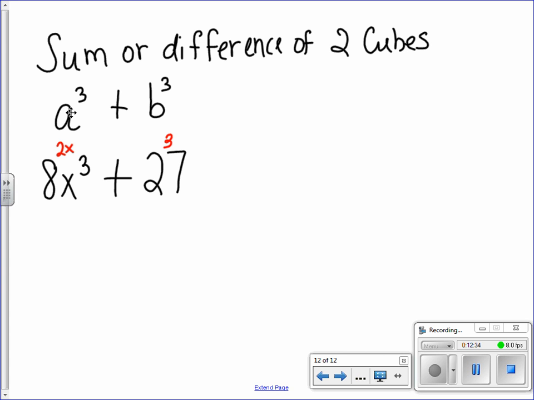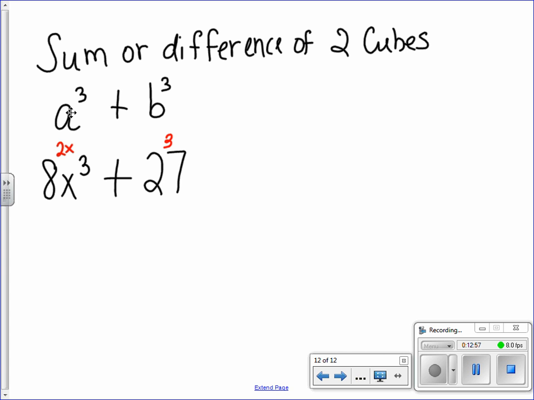So then I need to look at the numbers. Okay, well, 8 has a cube root of 2, and 27 has a cube root of 3, so I'm looking at a sum of 2 cubes. That's what it is. Okay? And 2x is the A, 3 is the B.